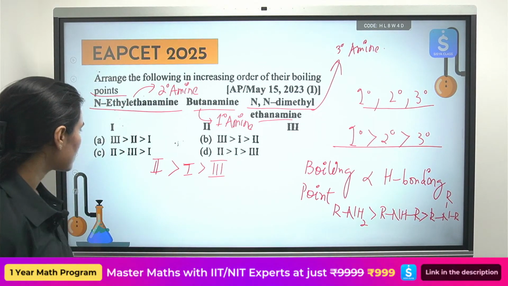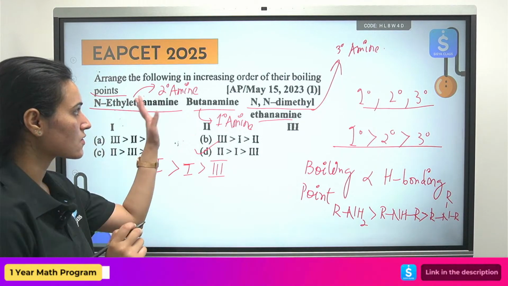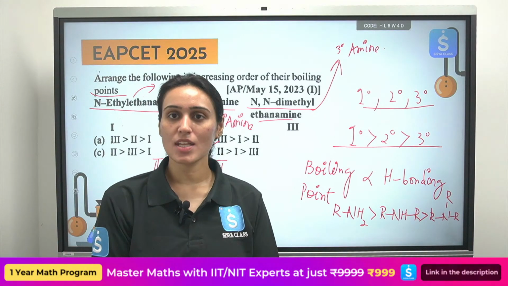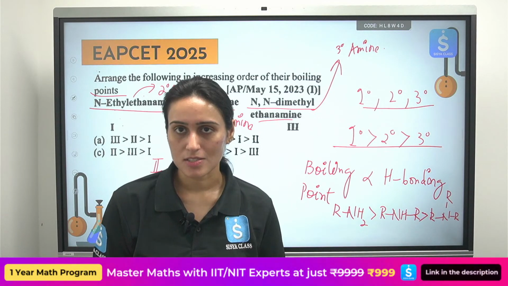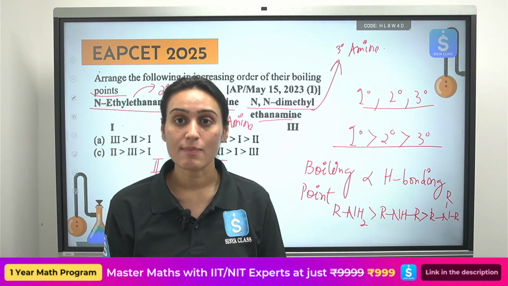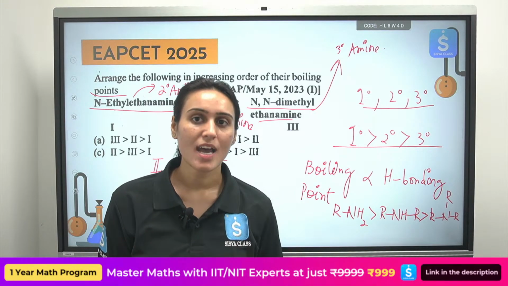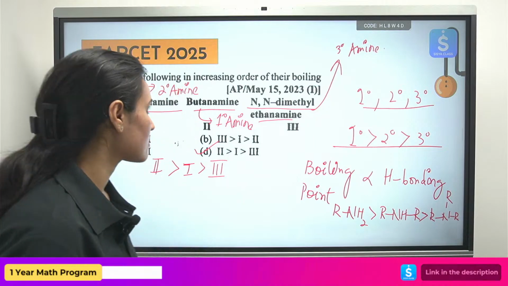So which option matches with our observation? Second, then first, then third. Option D. That is all you have to do. So they can change the type of amine in the next examination. You don't have to worry much about the type of amine or what type of alkyl groups are given there. You just have to remember we have to compare primary, secondary and tertiary amine. See the next question.